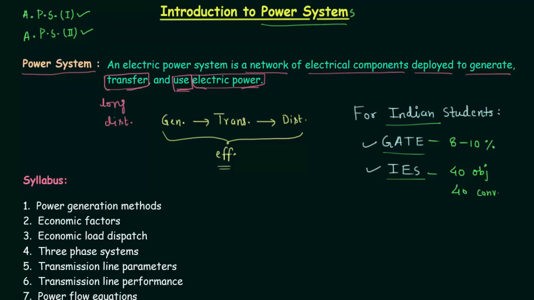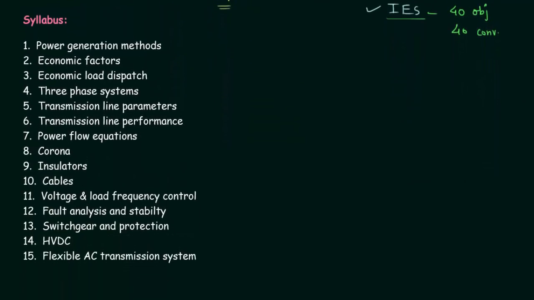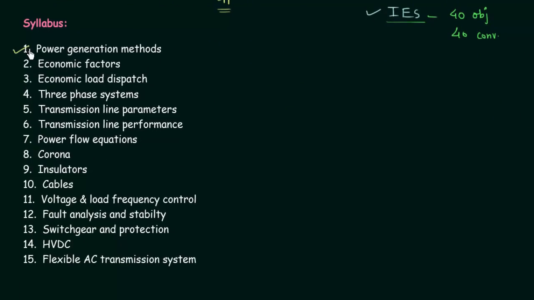Now you may note down the syllabus of the course. The first part is the power generation methods. I told you we have different power generation methods. The first one and the most popular one is thermal, and I'm talking about India. In India, the major power supply is from the thermal power plants.